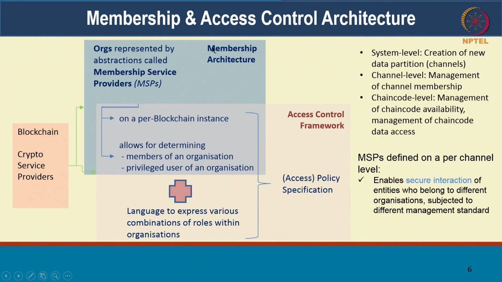All of this membership and access control is present at the system level, which is used for creating new data partitions or channels. It's there at a channel level, where the management of channel membership is based on this MSP and the access control. And it's also there at a chain code level, managing chain code availability, who's running these chain codes, and managing the access to the data that the chain codes provide. So at each level, there is membership and access control.